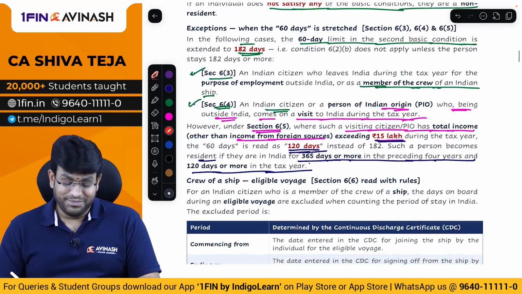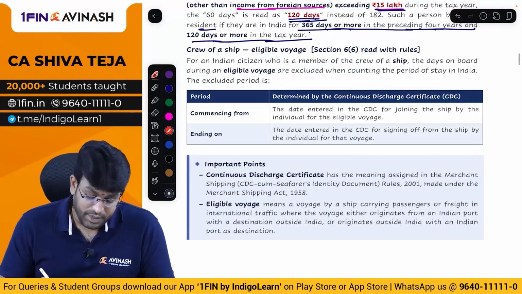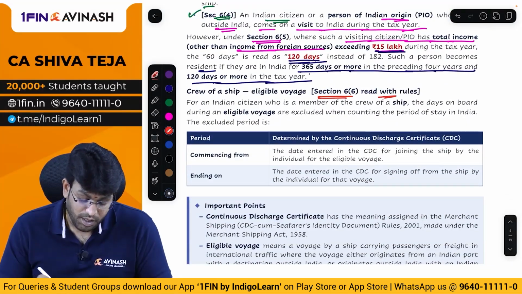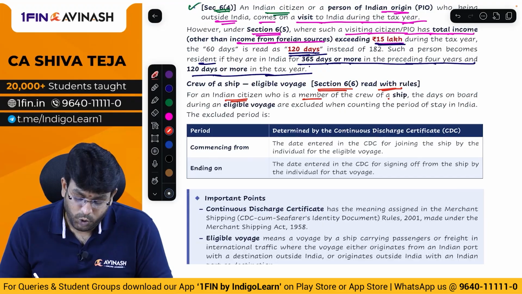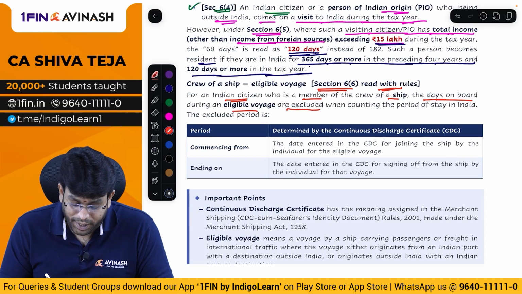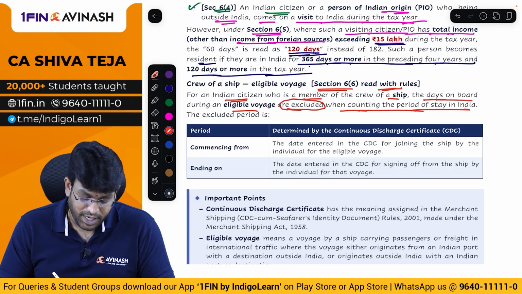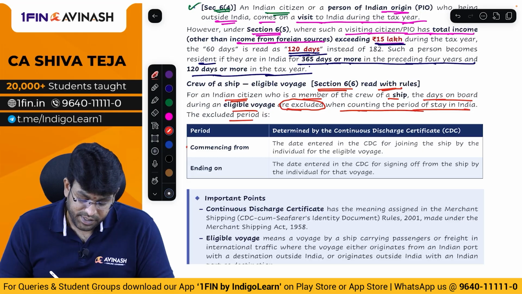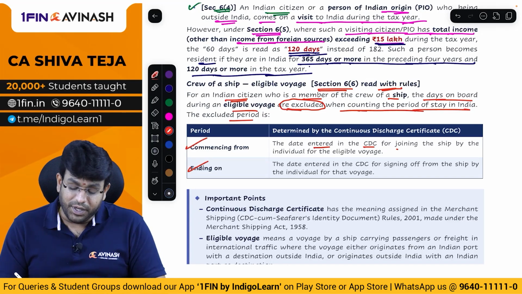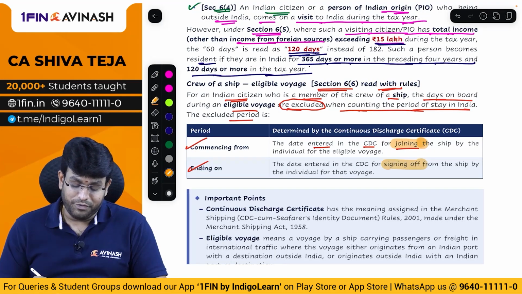Next line. Crew of a ship, eligible voyage, section 6.6, read with rules. For an Indian citizen who is a member of crew of a ship, the days on board during voyage are excluded. This is what I clearly told you. I gave an example also. When counting the period of stay in India, the excluded period commences from the date entered in the CDC, the continuous discharge certificate, for joining the ship and ends on the date of signing off.